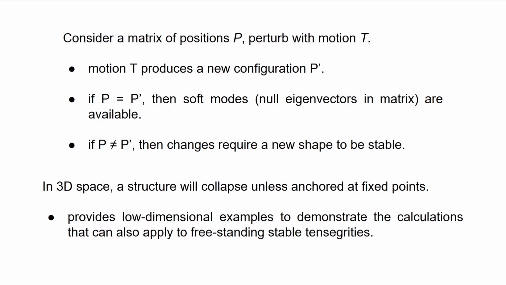If P does not equal P prime in terms of its properties, then you need a whole new shape to be stable. Basically, it breaks the structure and it collapses. So that's how they're thinking about this. Now, in three-dimensional space, a structure will collapse unless anchored at fixed points. We don't want to work in high-dimensional space because it's very hard to solve these things. We want low-dimensional examples to demonstrate the calculations. That can also apply to freestanding stable tensegrities.